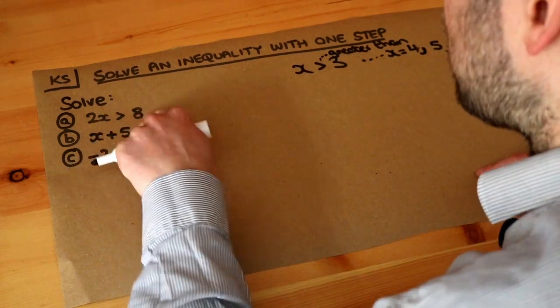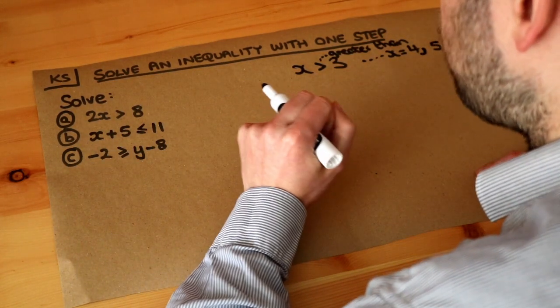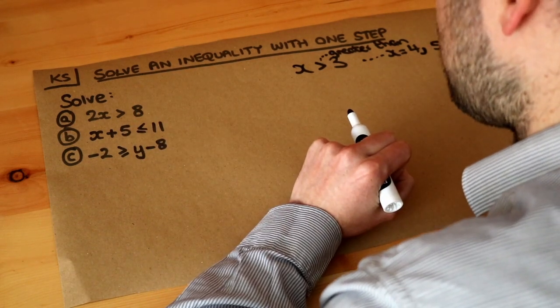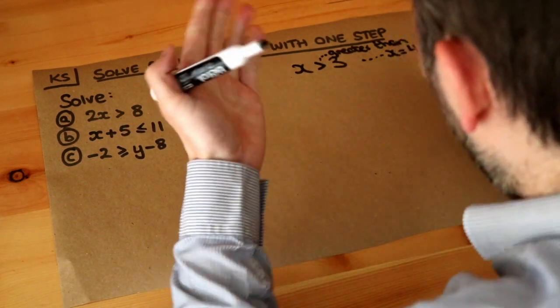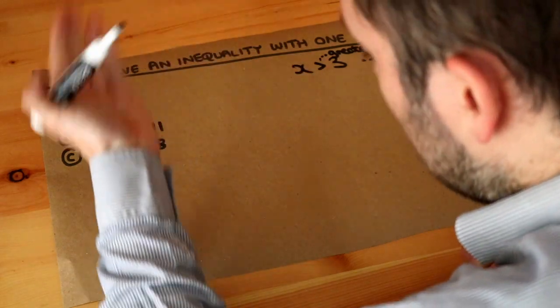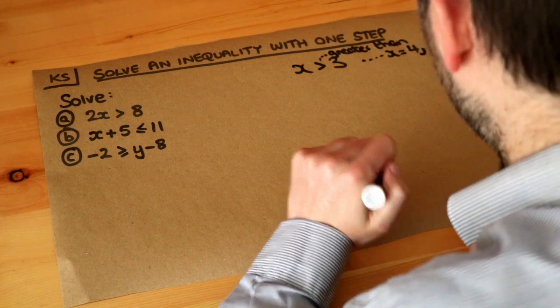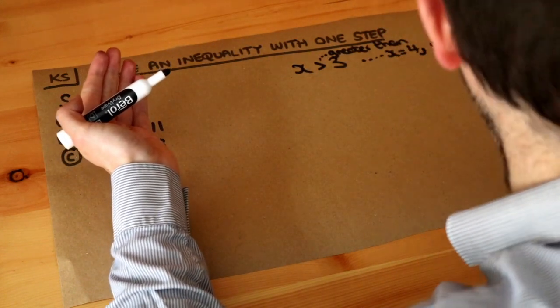Now, when we solve inequalities, we actually solve them in almost an identical way to how we solve equations. So for example, with equations, remember we had this idea of balancing equations. If you add 3 to one side of an equation, you have to add 3 to the other side of the equation. If you times one side of the equation by 2, you have to times the other side of the equation by 2.